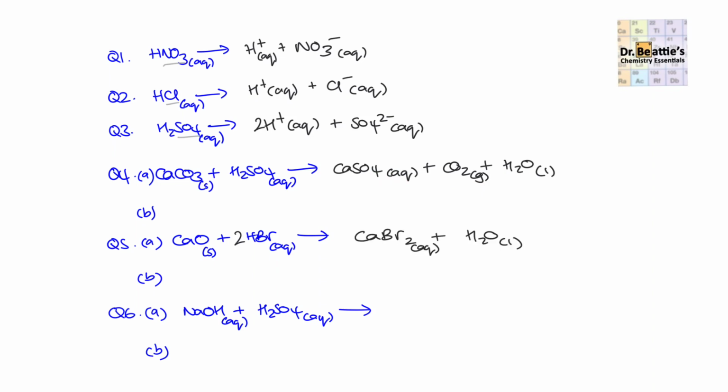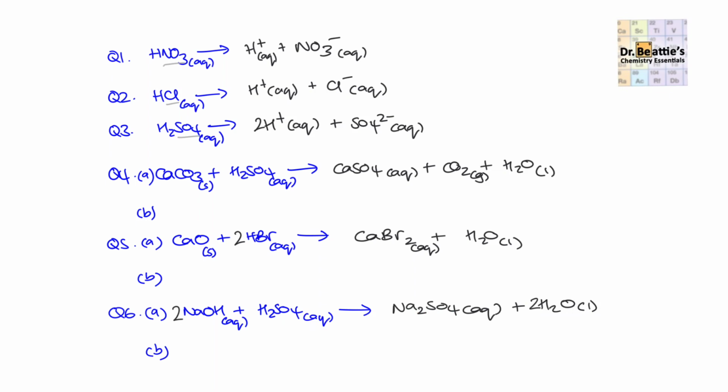For 5A, we've got a metal oxide reacting with this acid here. Now calcium is 2+, so it needs 2 bromides, Br minuses, to counteract that, and hence we needed to put 2 in front of here, and then water. So you always get salt and water for that. And then 6A, this is an alkali with an acid, so you get salt and water form.